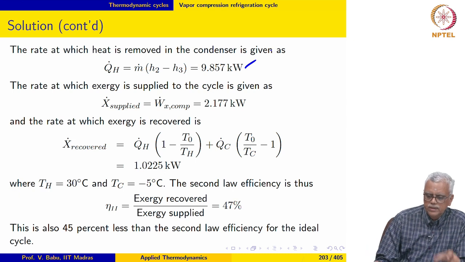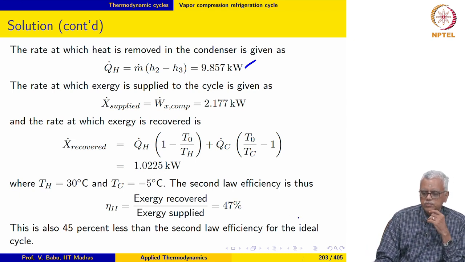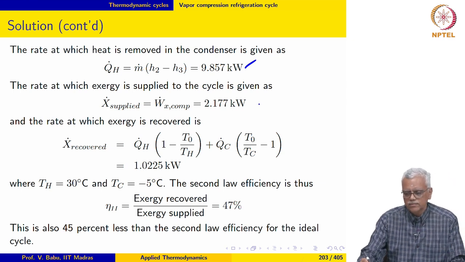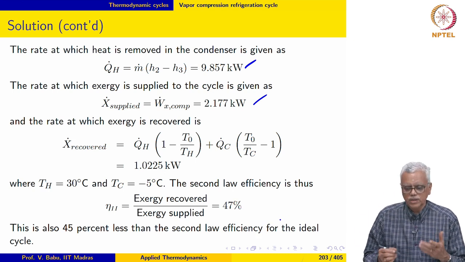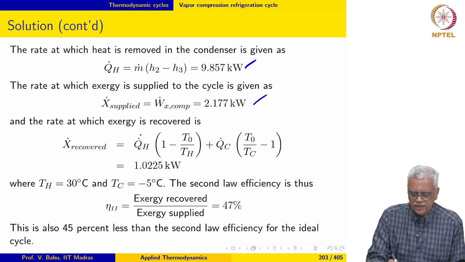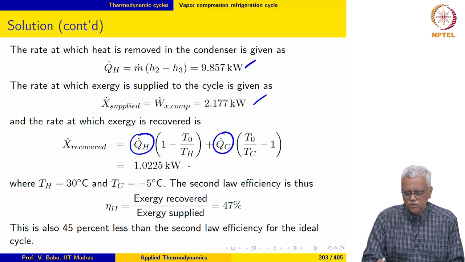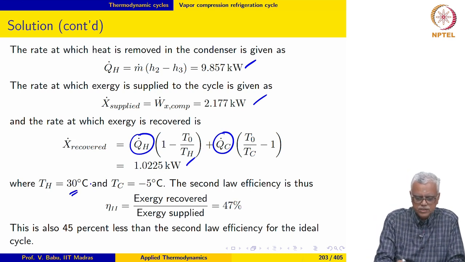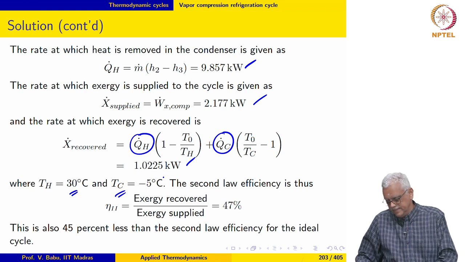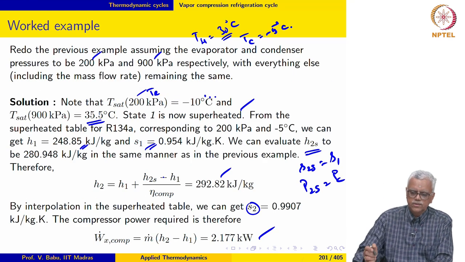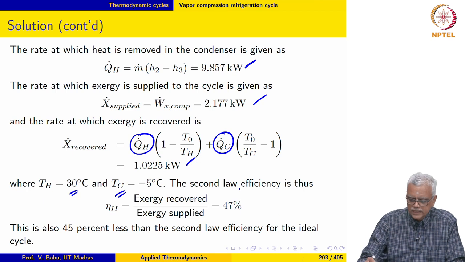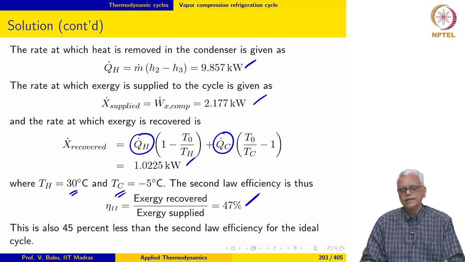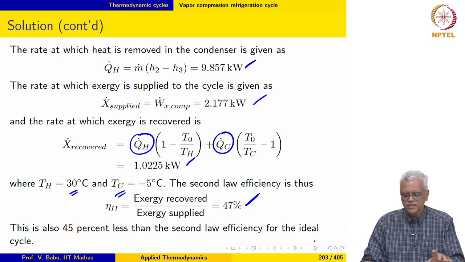Okay, so rate of heat removal in the condenser, again from steady flow energy equation, comes out to be 9.857, and once again exergy supplied in the cycle is equal to the power that is given to the compressor, so that is 2.177, and exergy recovered from the condenser and from the evaporator, so together it comes out to be like this. Notice that TH is still 30 degrees Celsius, TC is still minus 5 degrees Celsius as we wrote down here. So the second law efficiency comes out to be 47% only, which is actually 45% less than the second law efficiency for the ideal cycle.